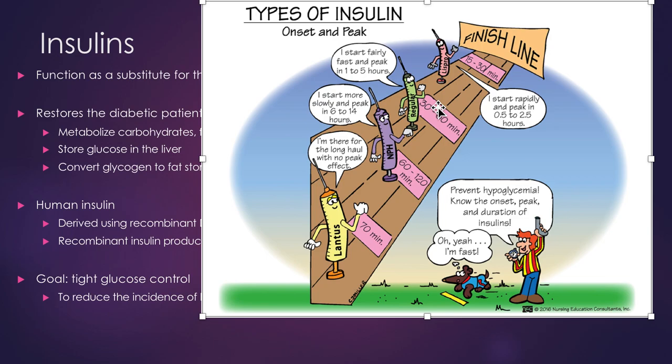NPH is one of our intermediate acting insulins. It doesn't kick in for about 3 hours. And then Lantus has no peak. It's a steady state insulin. We give it at bedtime, and it mimics our natural level of insulin in our body.